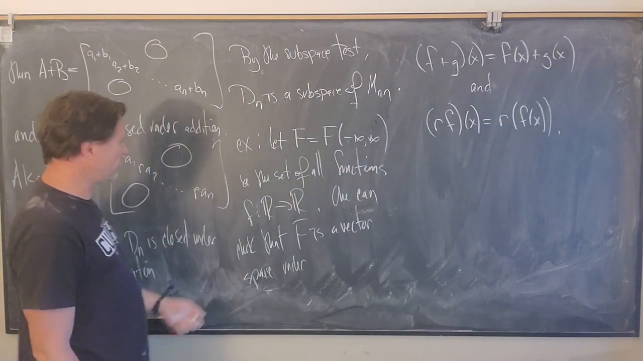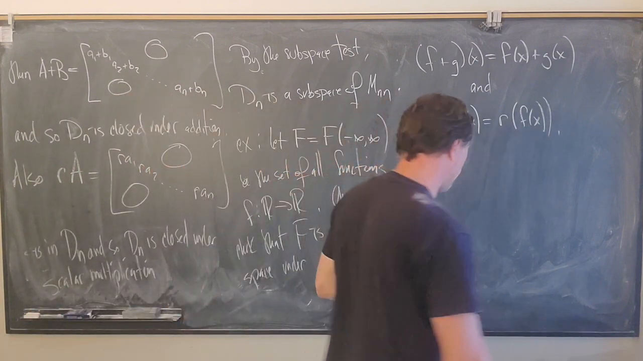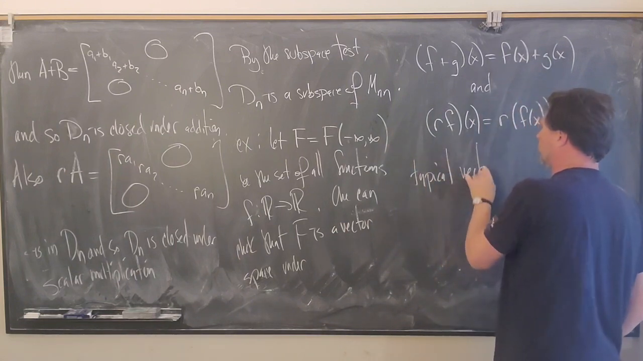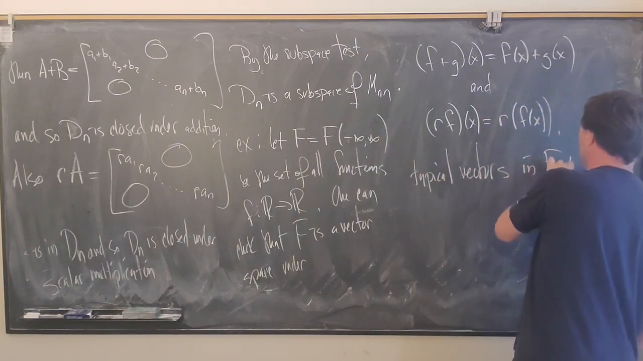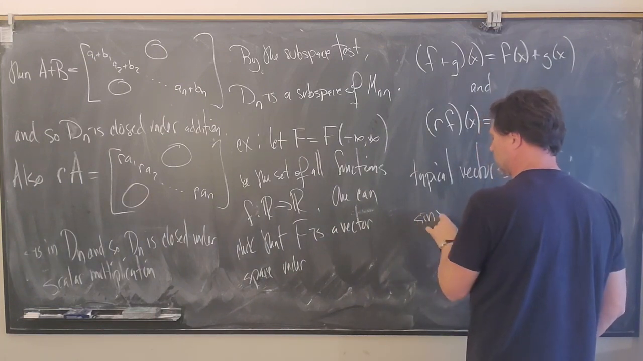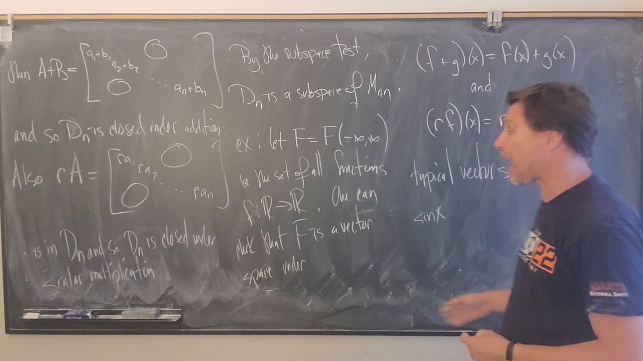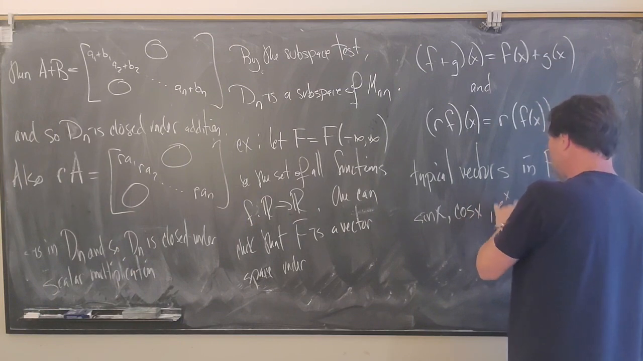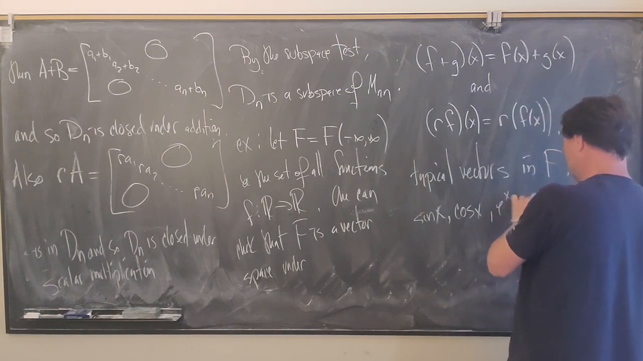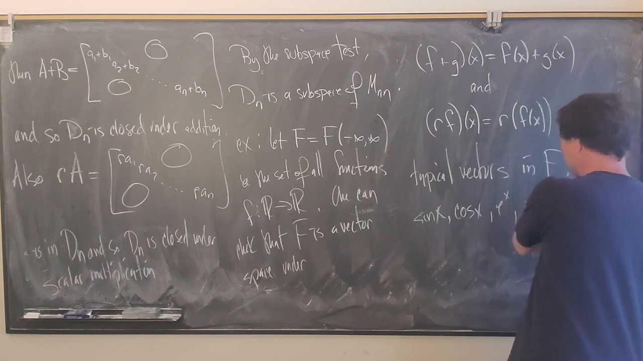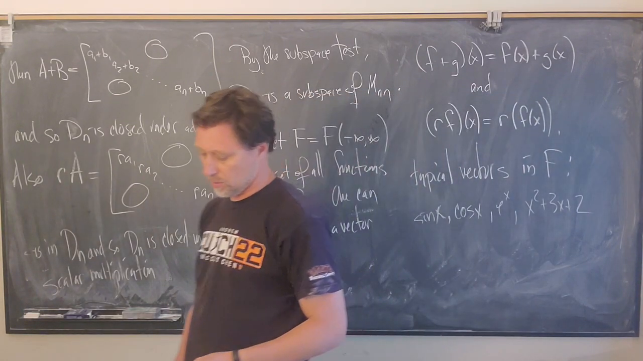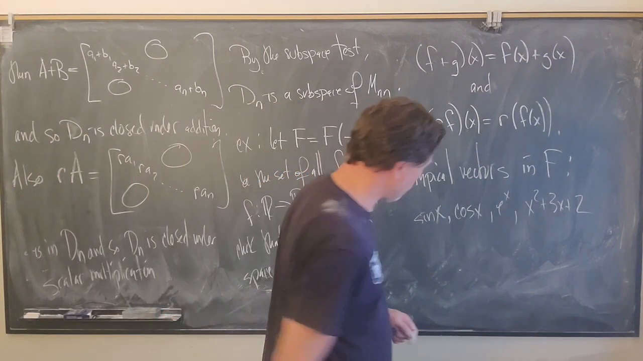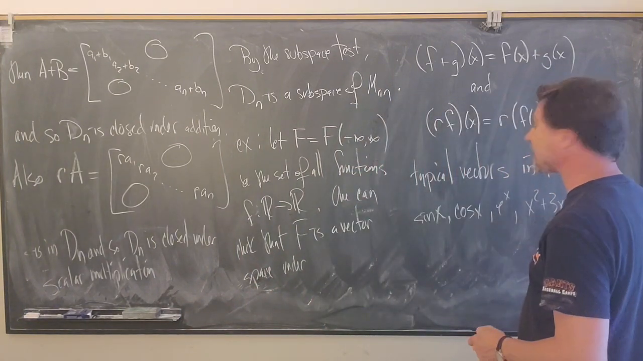So this is a huge set. For example, what vectors are out there that live inside this set? Typical vectors in F. Sine of x. There's a function whose domain is a set of real numbers and whose output real numbers. So sine of x, cosine of x, e to the x, polynomials like x squared plus 3x plus 2, all kinds of functions live inside this set right here. In fact, all possible polynomials live inside F.